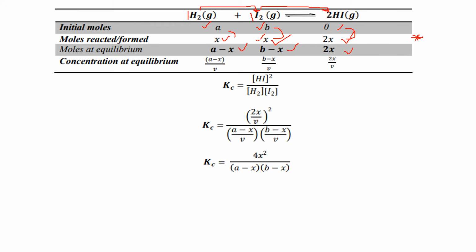Then you get concentration at equilibrium. So it's going to be moles at equilibrium divided by the given volume that you used, and we used a bulb of a volume of V decimeters cubed. So the concentration is going to be A minus x divided by V for hydrogen, and for iodine it is going to be B minus x divided by V, and for hydrogen iodide it is going to be 2x divided by V.